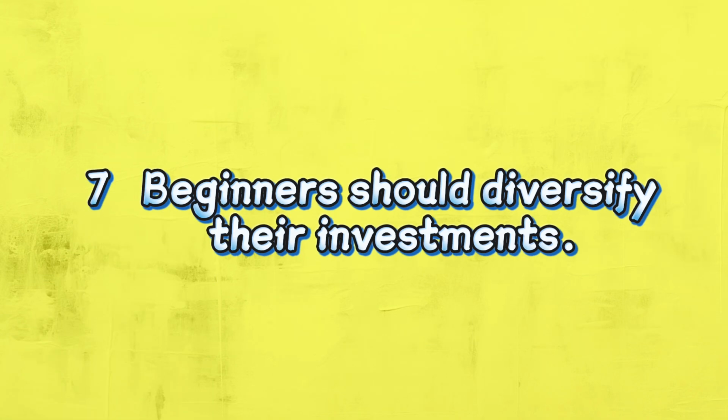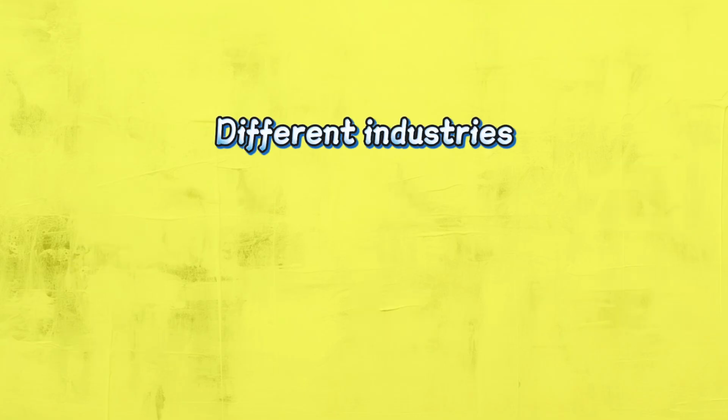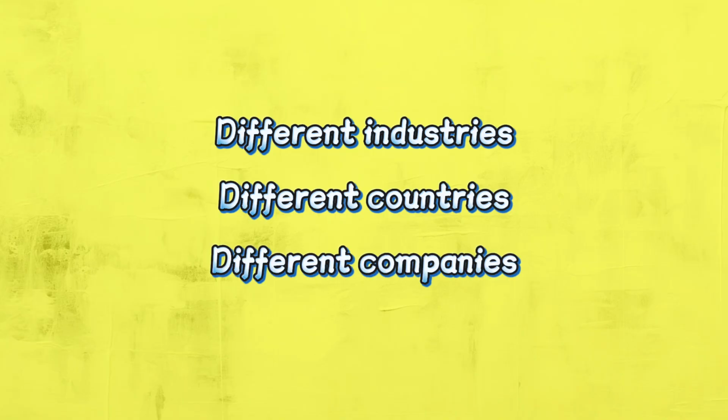Chapter 7. Why beginners should always use diversification. Diversification means spreading your money across many different investments instead of putting everything into one stock. This can include different industries, different countries, or using exchange-traded funds. For beginners, diversification is one of the safest ways to start investing.